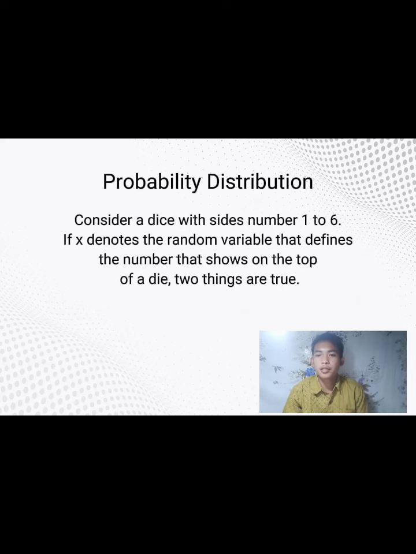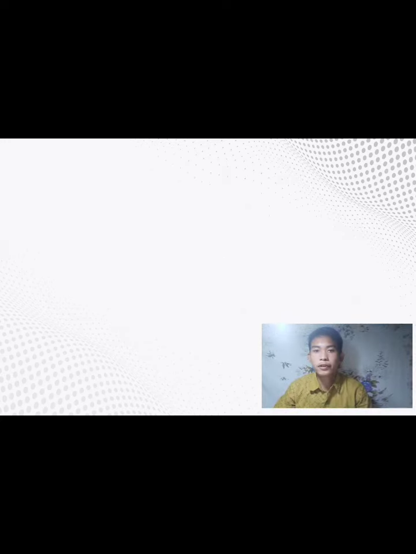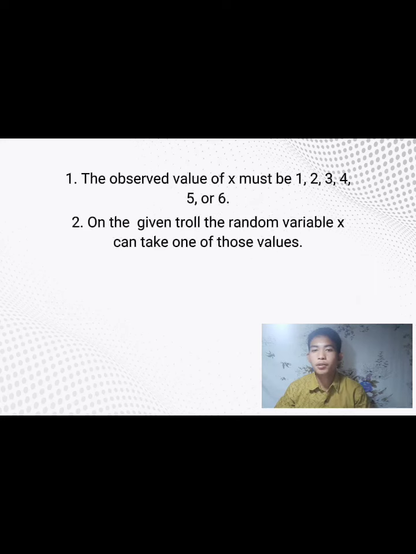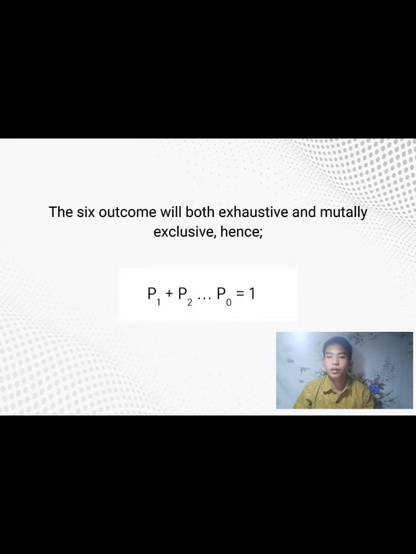Consider a die with sides numbered 1 to 6. If x denotes the random variable that defines the number that shows on the top of the die, two things are true. First, the observed value of x must be 1, 2, 3, 4, 5, or 6. Second, on the given roll, the random variable x can take only one of those values. The six outcomes are both exhaustive and mutually exclusive. Hence, p sub 1 plus p sub 2 and so on is equal to 1.